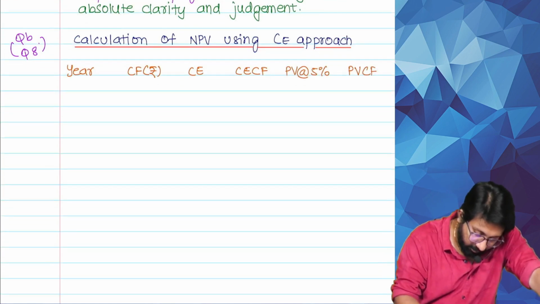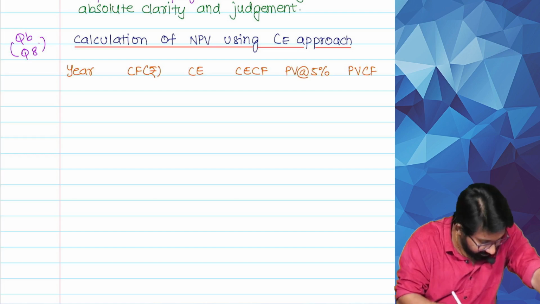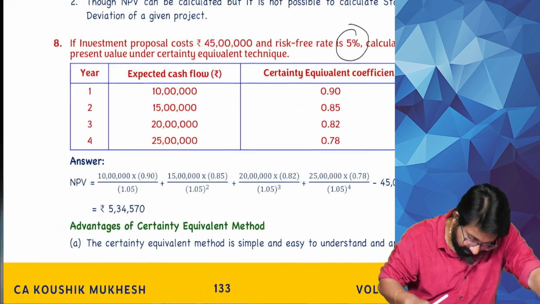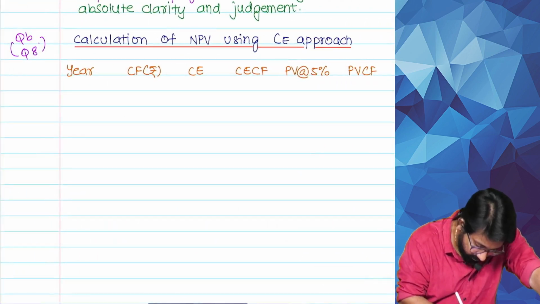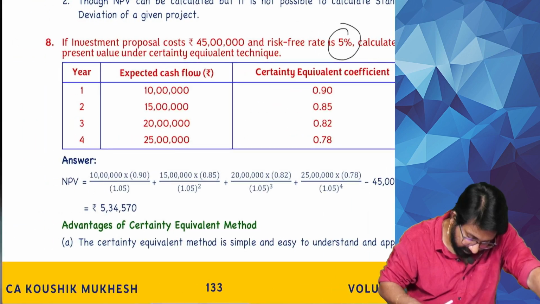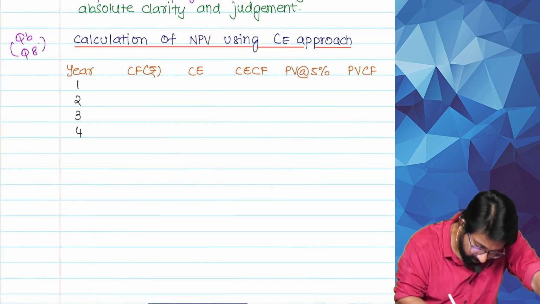Next, what is the life of the project they have given in the question? How many? 5 or 4? Cash flows 10, 15, 20, 25. Right now.